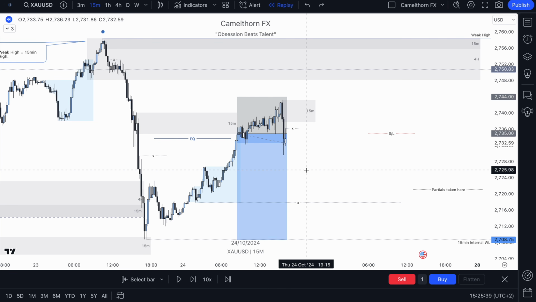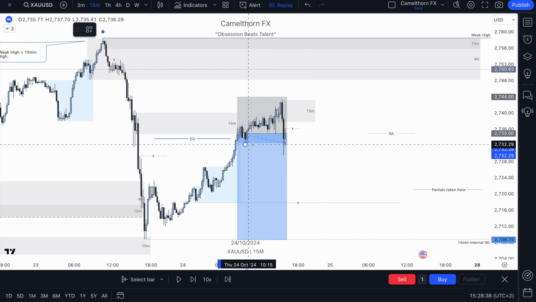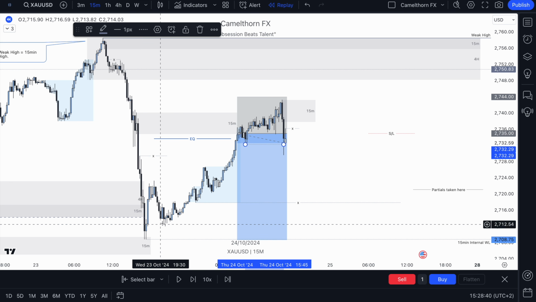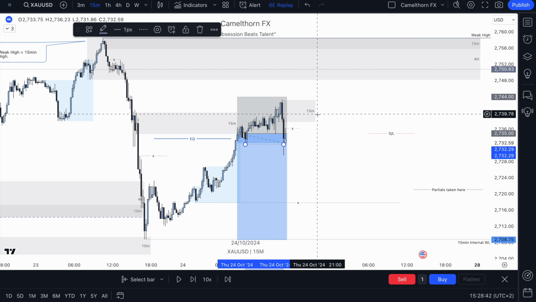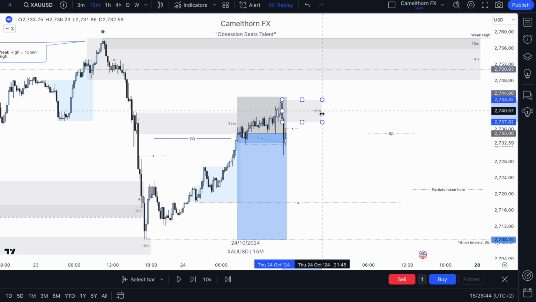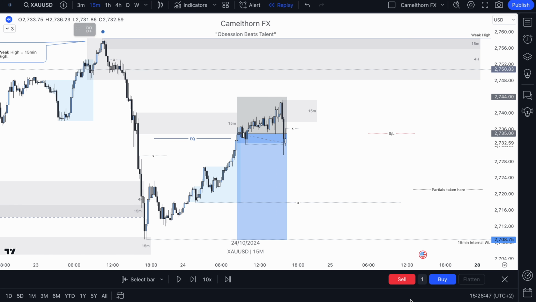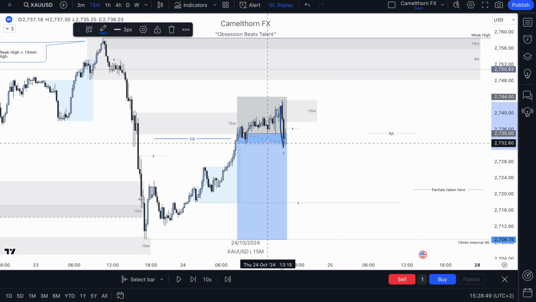and then trade accordingly. As we can see, at this point, our microstructure shifts from a bullish market state to a bearish market state. And we have this 15-minute supply zone that effectively led to that microstructure shifting from bullish to bearish.